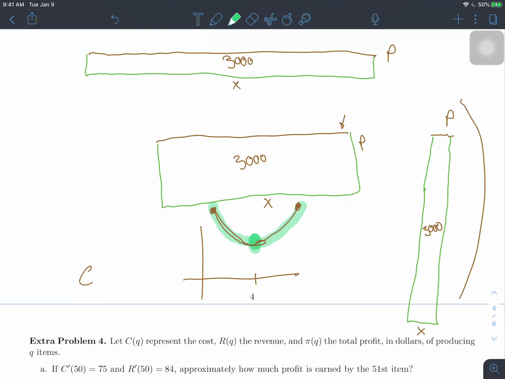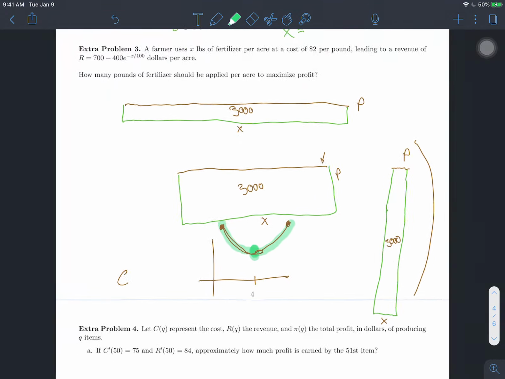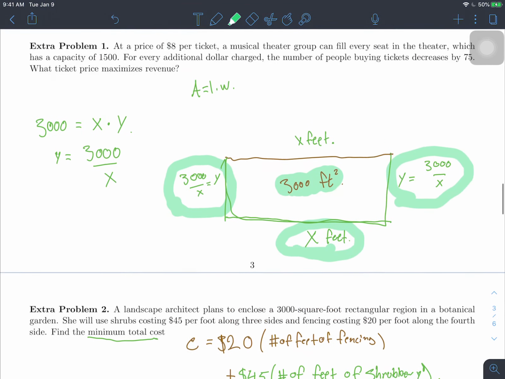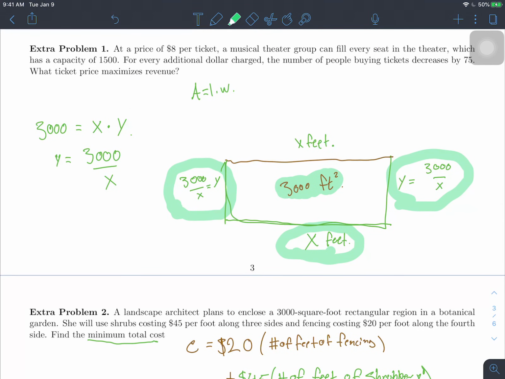So you just find the equation by doing the x and then 3,000 divided by x, and that's going to be most of the time either the minimum or the maximum using that.